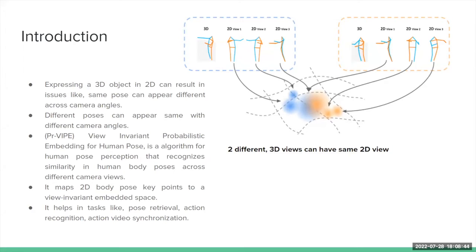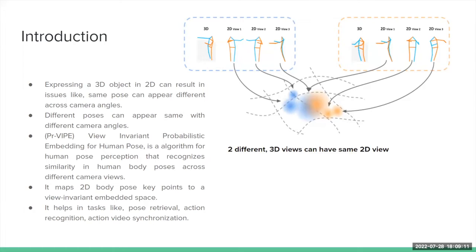Compared to existing models that directly map 2D pose key points to 3D pose key points, the Pr-VIPE embedding space is, firstly, view invariant. Second, probabilistic, in order to capture 2D input ambiguity. And third, it doesn't require a camera, so no camera parameters during the training or inference.